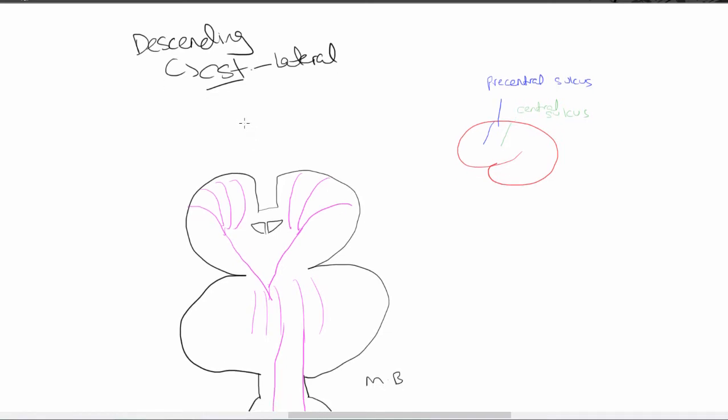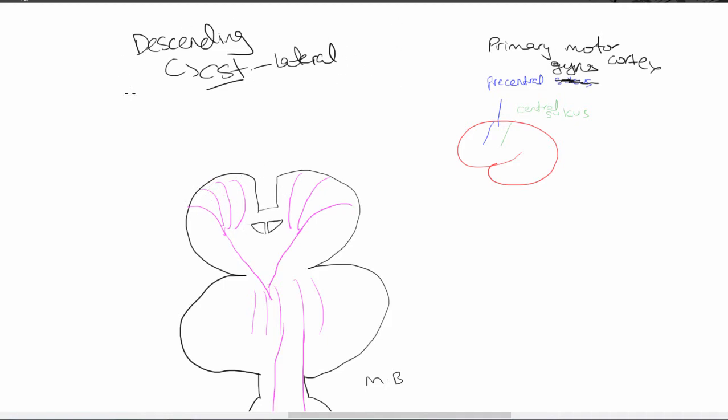Most of the fibers of the corticospinal tract will come from the precentral gyrus. But then you also get some of the fibers coming from the premotor cortex and the supplementary motor areas, and also a bit from the parietal lobe. But the majority of them will come from the precentral gyrus, which is also your primary motor cortex. So it starts with the fibers originating from the primary motor cortex.